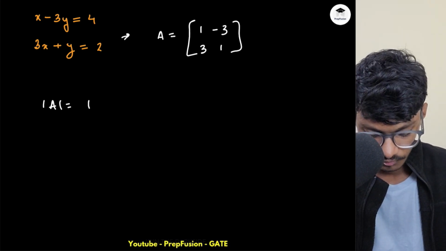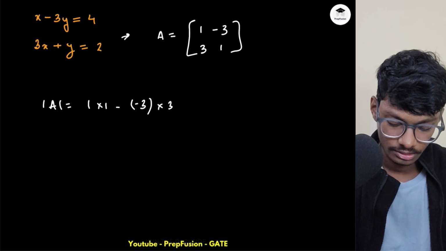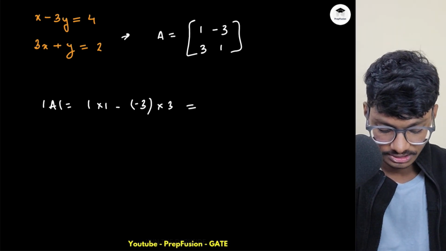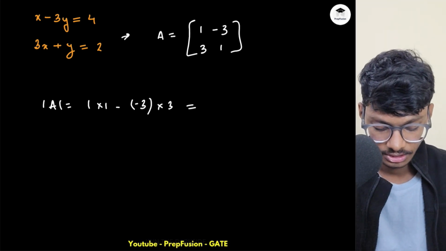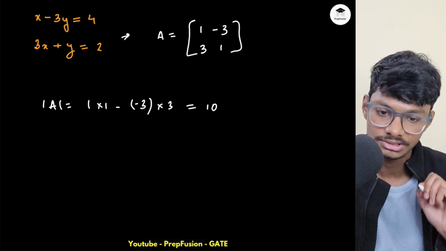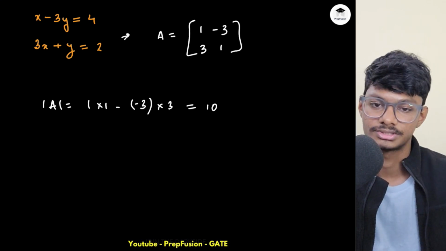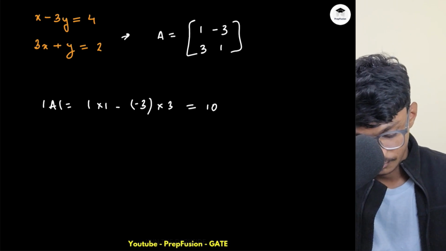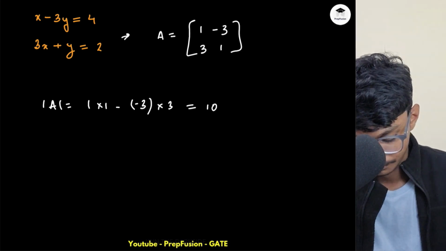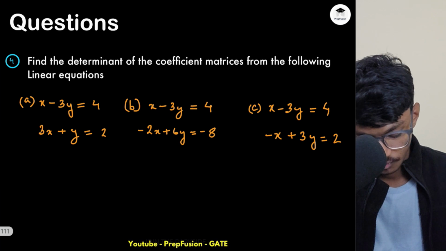Determinant of A will be 1 times 1 minus 3 times 3. Okay, so it is minus 9, and minus 9 is ahead of it, so it will be plus 10. So we are getting determinant as plus 10. Okay, we will understand what this plus 10 actually represents. So this is for the A part. Let's similarly do it for the B part.